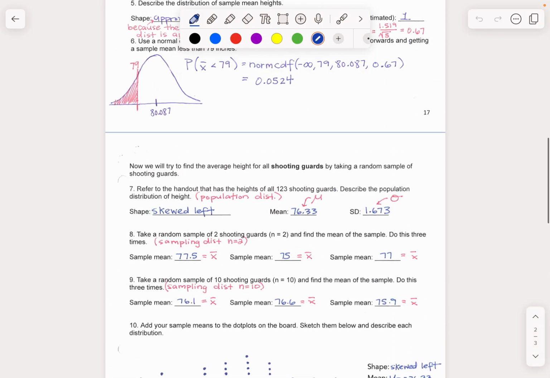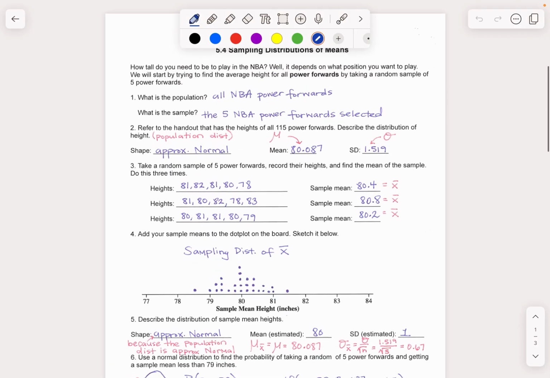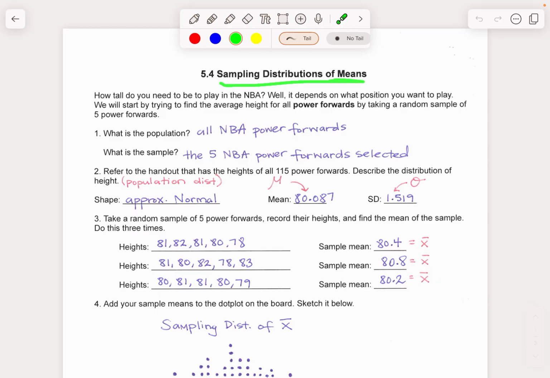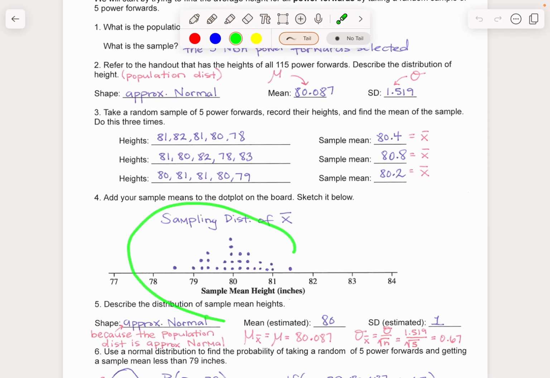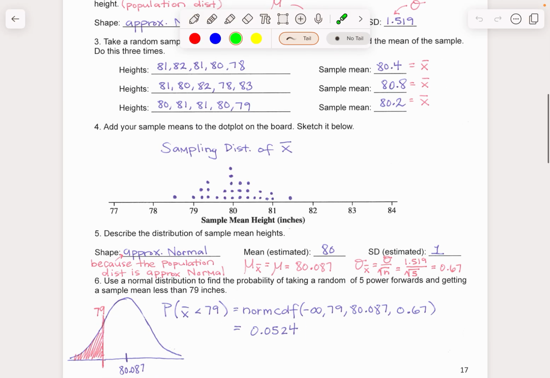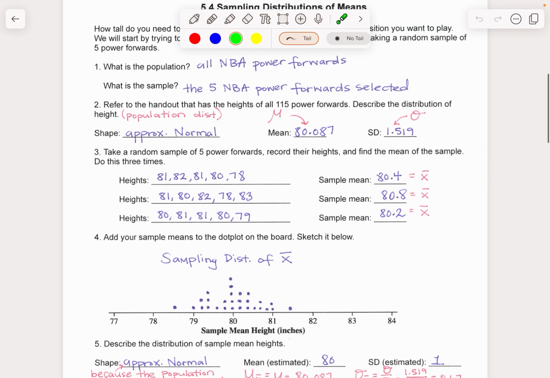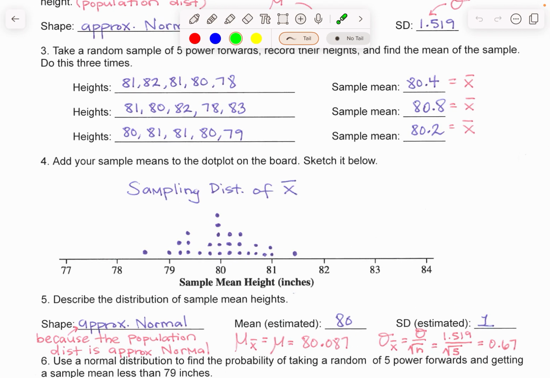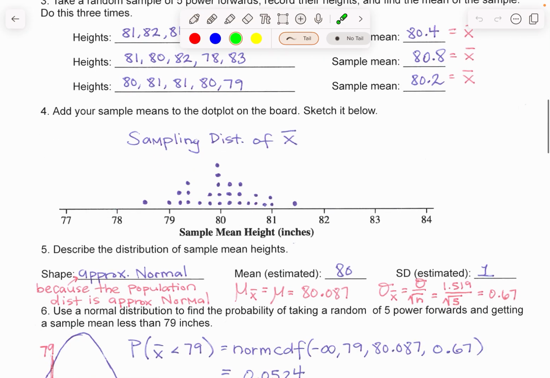Right now I'm actually looking at some stuff from 5.4, so I want to quickly talk about what we saw last class. Last class, for the first time, we saw a sampling distribution of sample means. In this example on page 1, we took random samples of NBA power forwards, and for each of those random samples, we calculated the sample mean, and then we plotted it on this plot. Each and every one of these points represents a sample mean. And we saw that the resulting sampling distribution has a few specific characteristics.